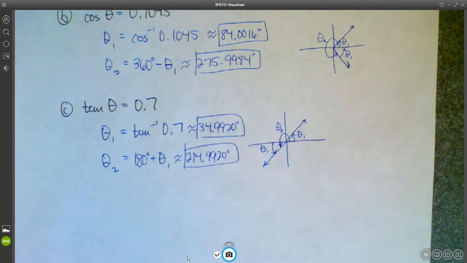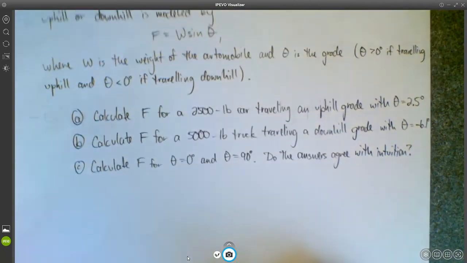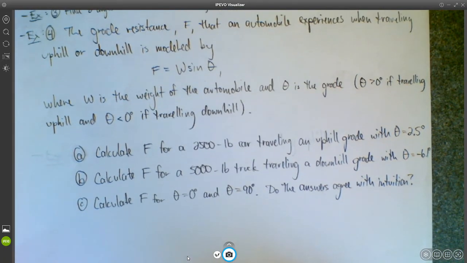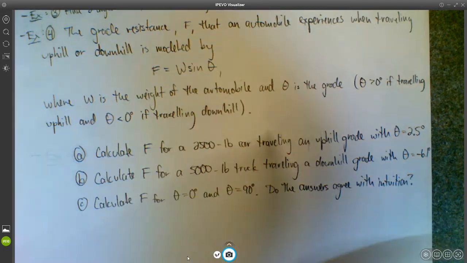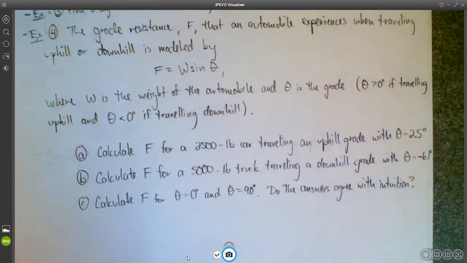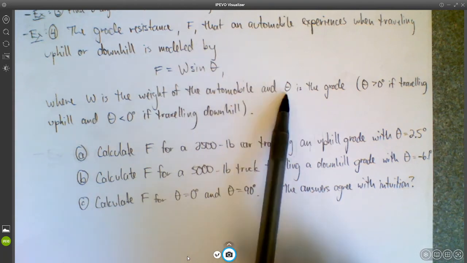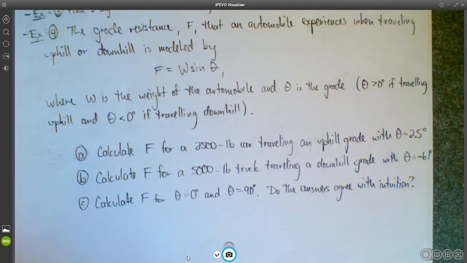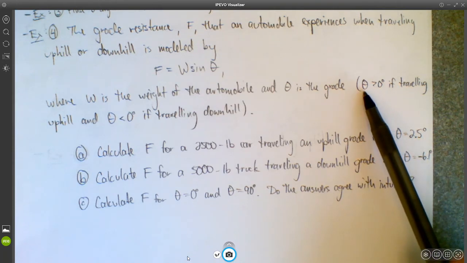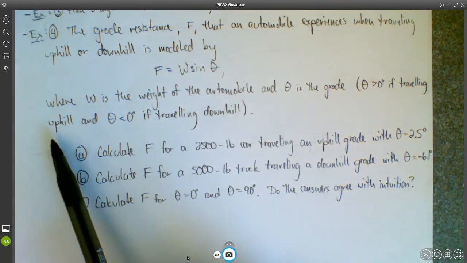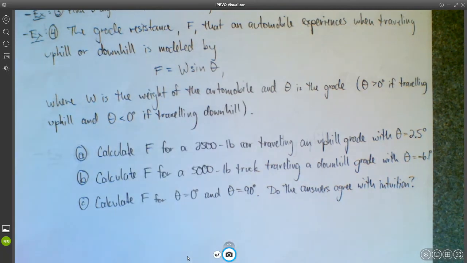One last problem. So I want to show you kind of an application problem. So example 4. I'm not writing all of this down again, but you're welcome to pause the video and write it down if you would like to. Anyway, it says the grade resistance F that an automobile experiences while traveling uphill or downhill is modeled by F equals W sine theta, where W is the weight of the automobile and theta is the grade. Okay? And just by convention, we take theta to be a positive angle if we're traveling uphill and theta to be a negative angle if we're traveling downhill.